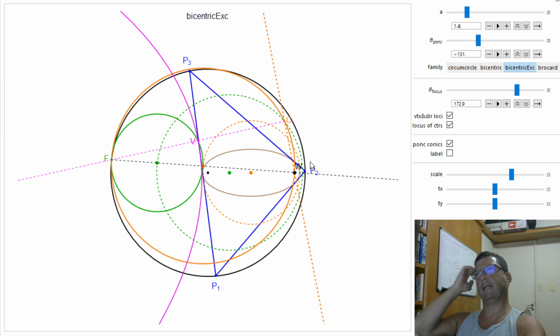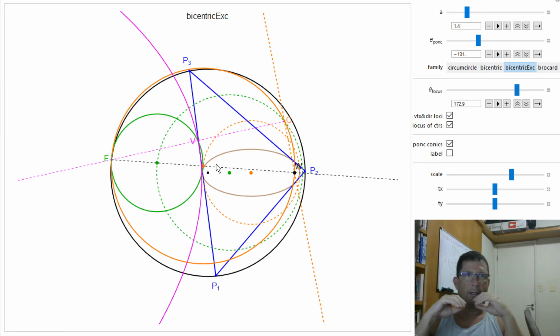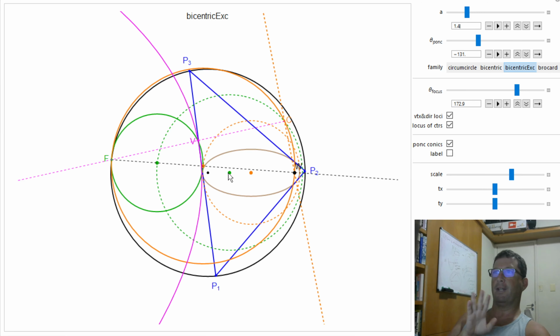Yeah, so I've made this caustic a bit more eccentric. So visually speaking, it looks like this center of the dashed green circular locus is the midpoint between the center of the caustic and one of the foci, which is the circumcenter of the family.